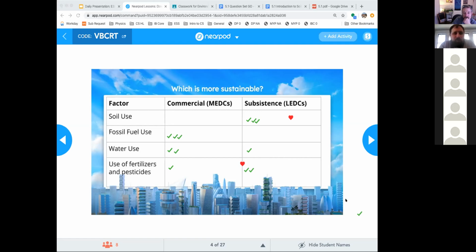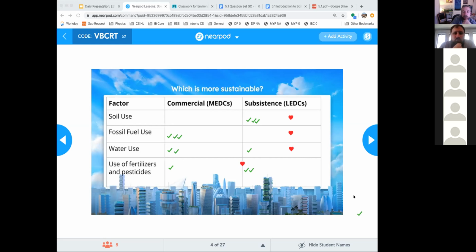Now, water use, certainly commercial farming uses a lot more water and a lot more fossil fuels. So in terms of the sustainability of it, subsistence farming is a lot more sustainable with both fossil fuel use and water use.